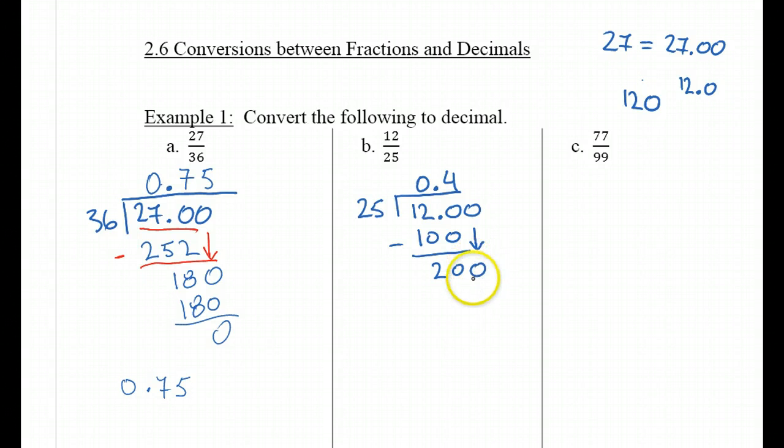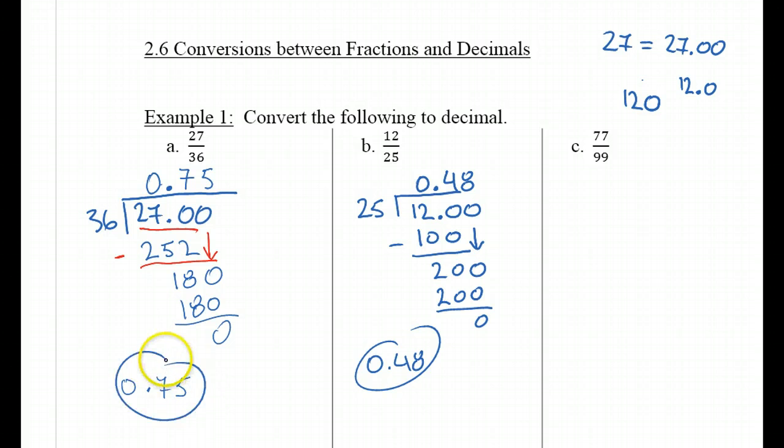So let me borrow this 0 here. And now 25 goes into 200 8 times, exactly 8 times. So 8 times 25 is 200. And then we're done. So my answer to 12 over 25 as a decimal is 0.48. And circle your answers over here. Okay, let's look at this one over here. This one is a little bit interesting.